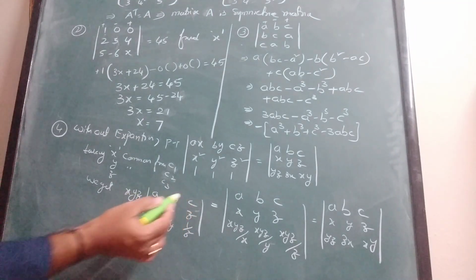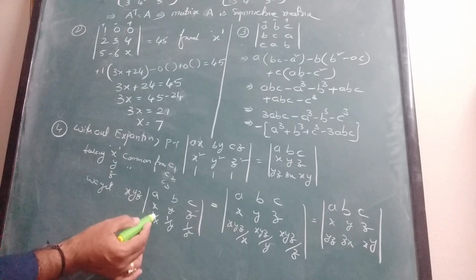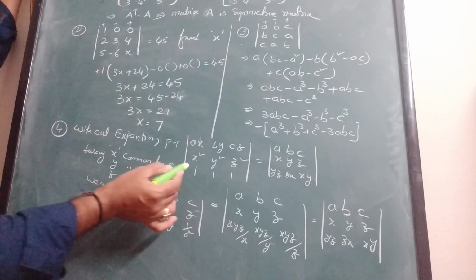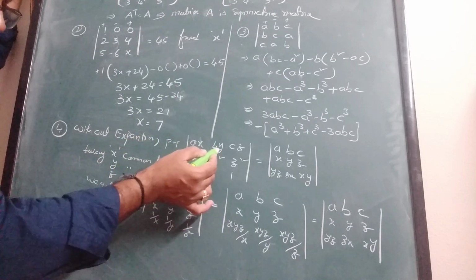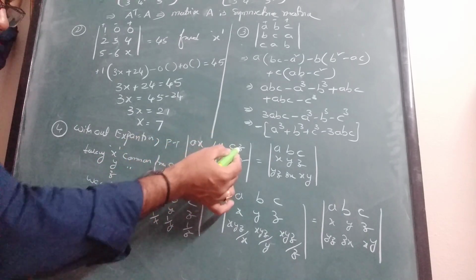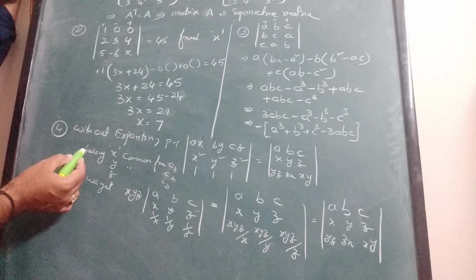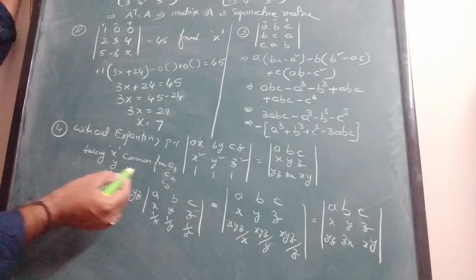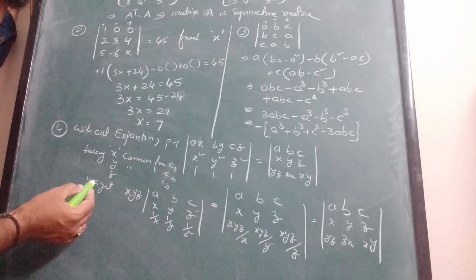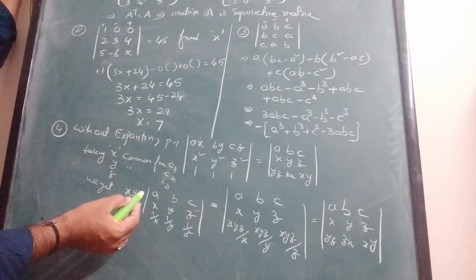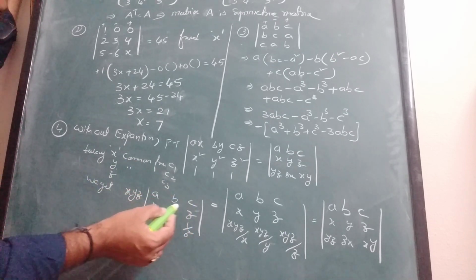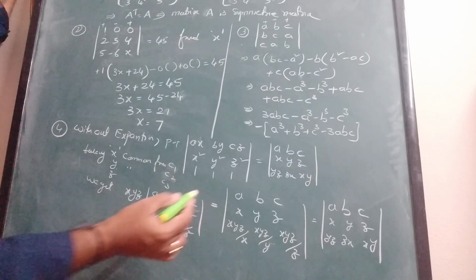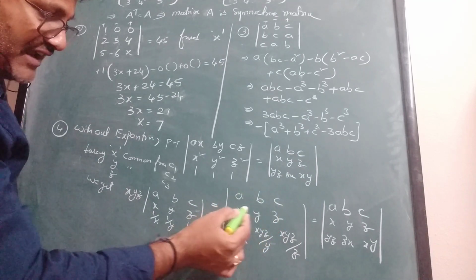a, b, c, x, y, z, 1 by x, 1 by y, 1 by z, like this. If I take x common from this, there it is not common, so it divides. Here z is not common, so it divides. Taking x common from C1, y common from C2, z common from C3. Now we get x, y, z times a, b, c, x, y, z, 1 by x, 1 by y, 1 by z. Like this is equal to, now, a, b, c, x, y, z.